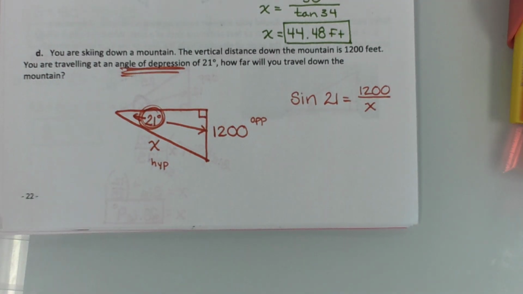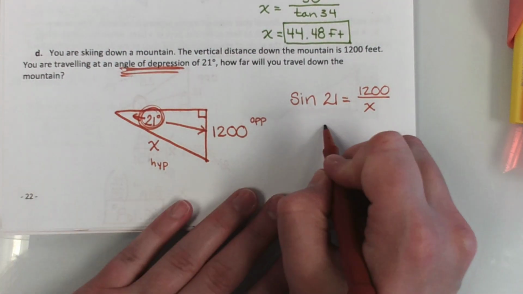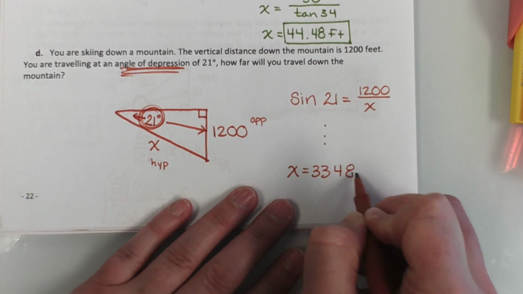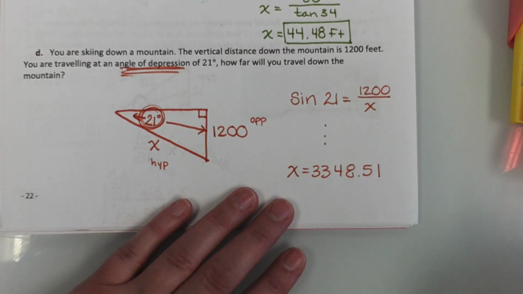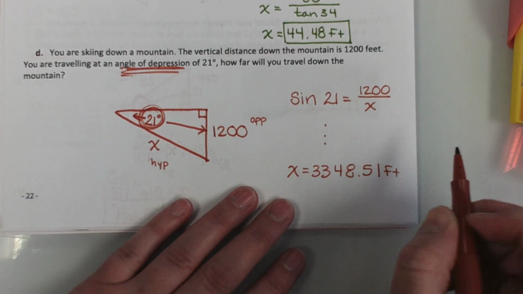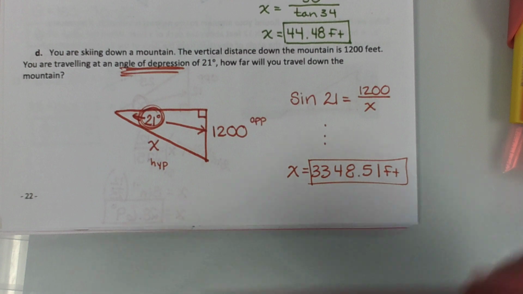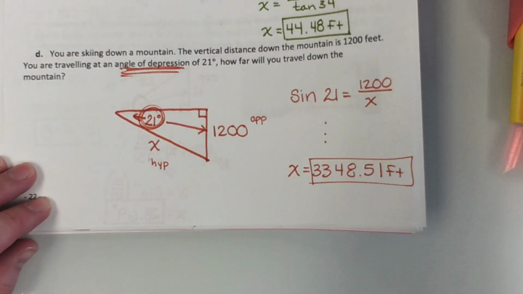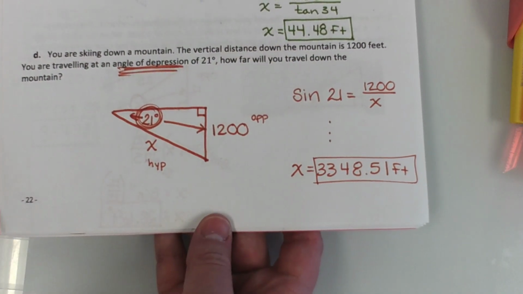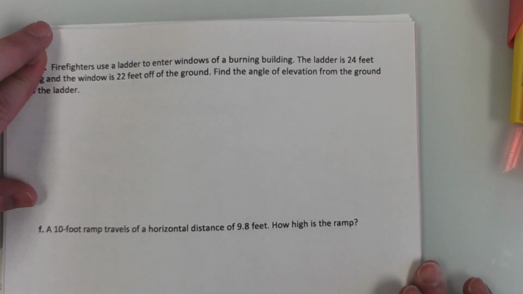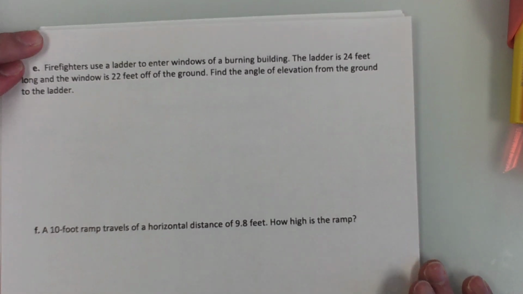Okay. At this point, we would then go through and solve it. Y'all are capable of solving. X would be equal to 3,348.51 feet. Oh, there's a lot of feet in the notes. It's not always feet. Okay, got our last page. All right. When the math itself isn't brand new, the notes go pretty quick.